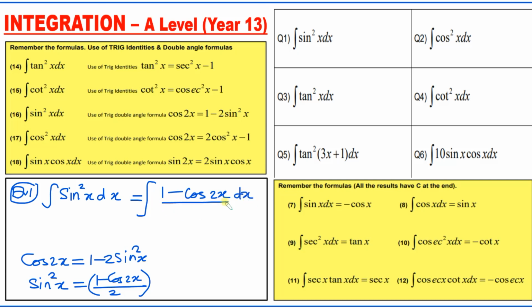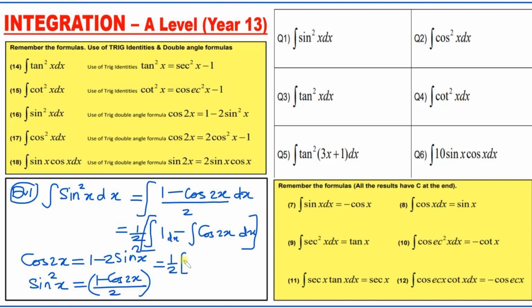Now divide by 2 can become a half outside of the integration of 1 minus the integration of cos 2x dx. So this is the answer, and I'm putting the half outside. So the final answer has the half outside.